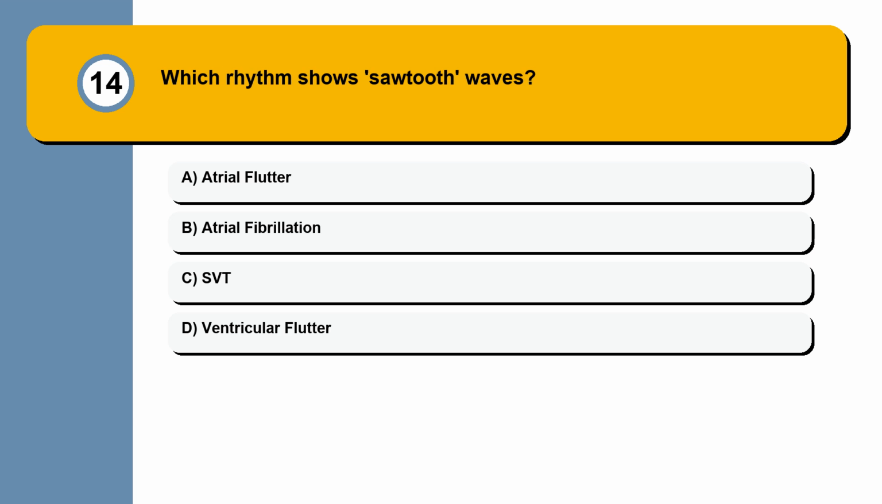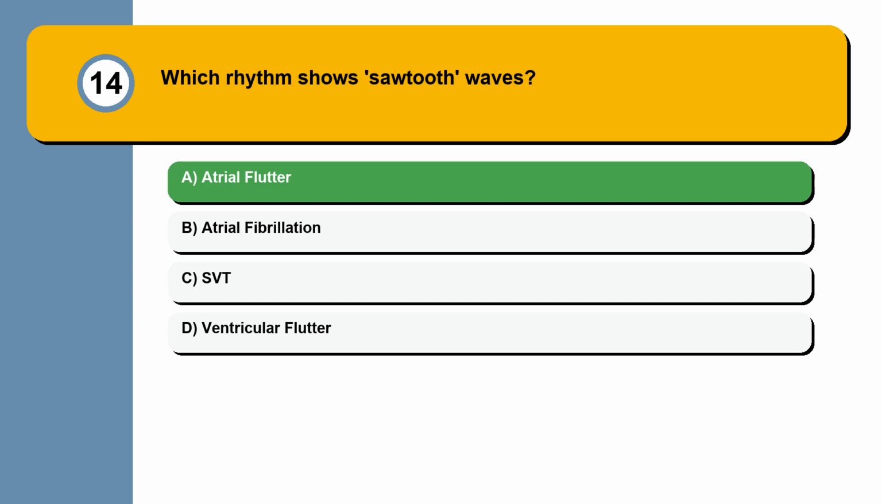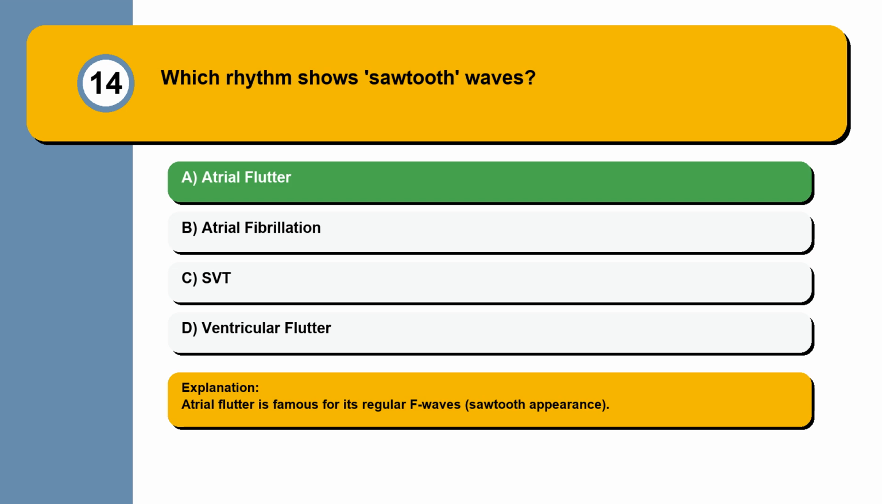Question 14. Which rhythm shows sawtooth waves? Atrial flutter, atrial fibrillation, SVT, ventricular flutter. Atrial flutter is famous for its regular F-waves with a sawtooth appearance.